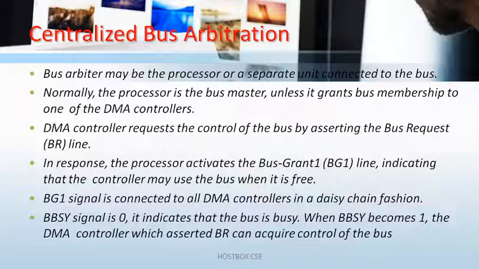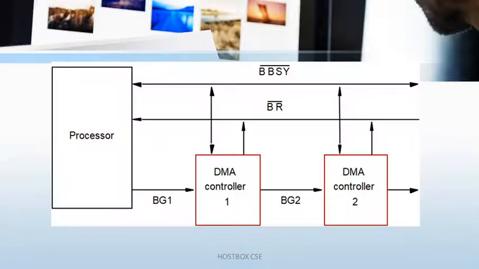The BG1 signal is connected to all the DMA controllers in a daisy chain fashion. When the BBSY signal is 0, it indicates that the bus is busy. When the BBSY signal is 1, the DMA controller which asserted BR can acquire control of the bus. So these are the concepts.